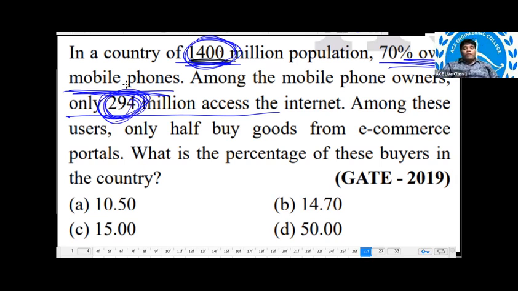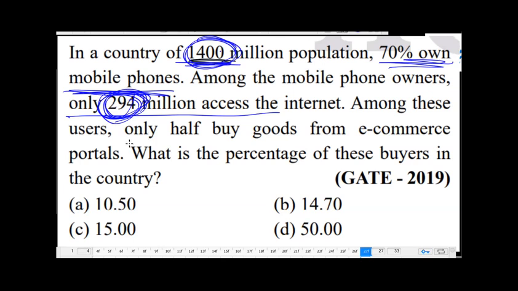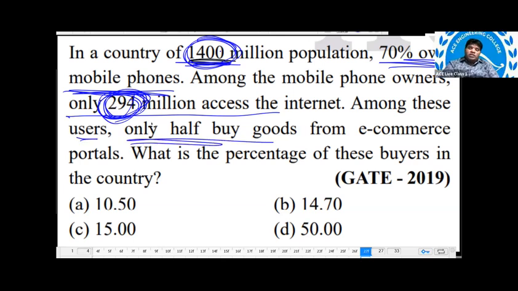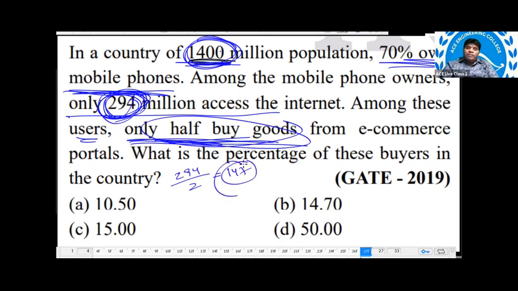Okay, next. Among these users, only half buy goods from e-commerce portals. Half of the people means in the 294, half. What is the value? 147. These 147 people use e-commerce, Amazon, Flipkart, anything. What is the percentage of these buyers in the country? How many people are these buyers?